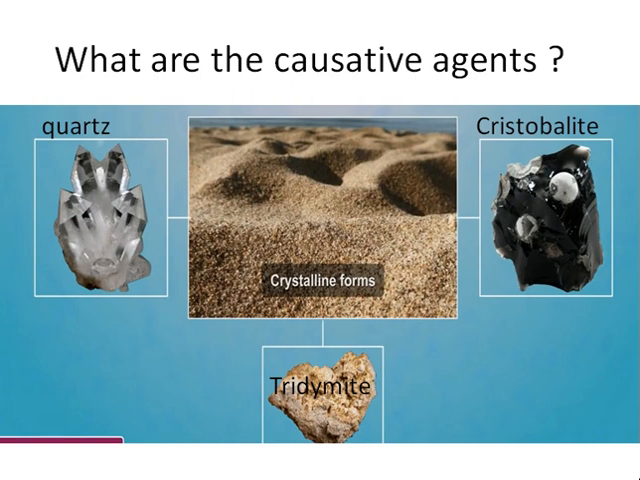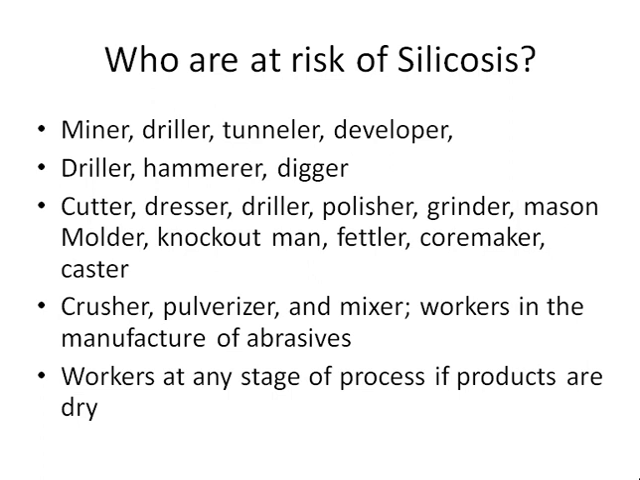Let us find out those people who are having a higher risk of suffering from silicosis. Who are they? Let's read one by one. That's the miner, that means who are working in the coal mines or gold mines, whatever the mines be. The driller, tunneler, developer, hammerer, digger, cutter, dresser, polisher, grinder, mason, molder, knockout man, fettler, core maker, crusher, pulverizer and mixer, workers in the manufacture of abrasives.